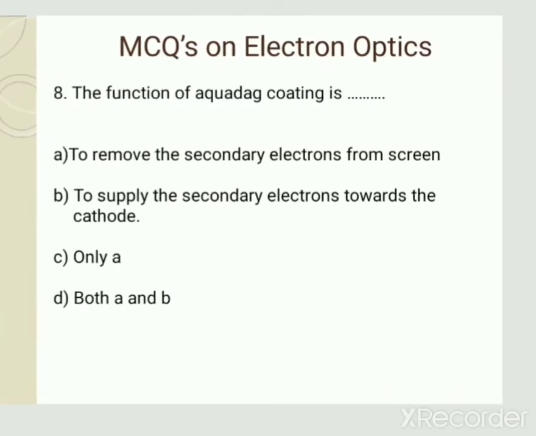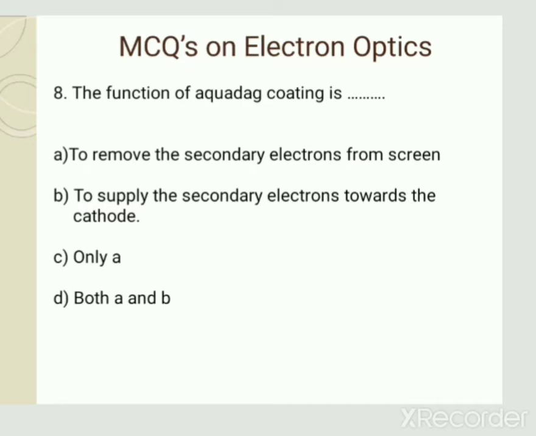The function of the aquadag coating: the aquadag coating is near the screen, and it is used to remove the secondary electrons which are accumulated on the screen. There is continuous accumulation of electrons on the screen, and because of that the intensity of the screen decreases. So to remove these secondary electrons, there is an aquadag coating, and the second important function of this coating is to supply those secondary electrons towards the cathode by the internal circuit.